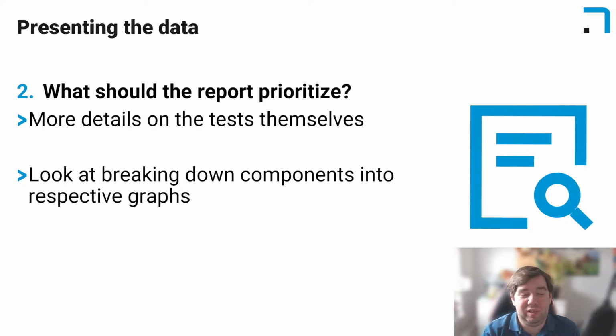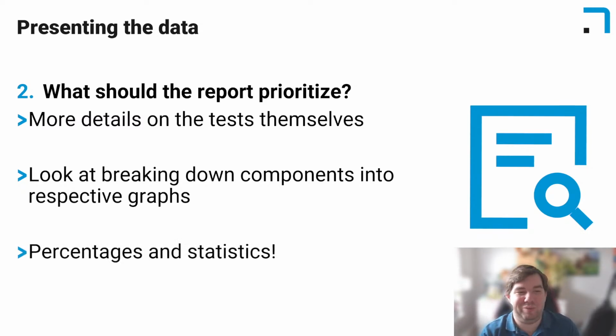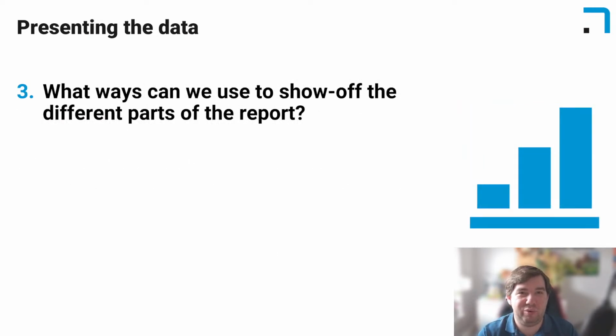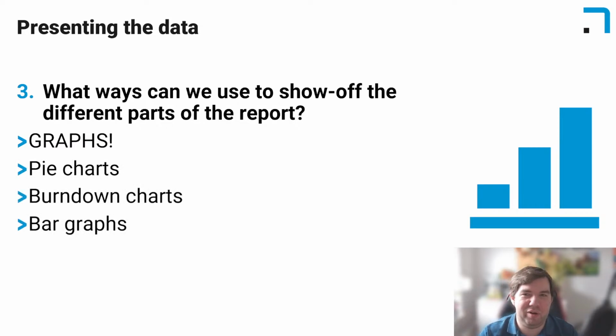And speaking of what your client wants to see, your client probably wants to see a good collection of percentages and statistics. That helps break things down. That means they can get a good understanding of how tests are progressing and how the overall progress is going on development. Then we come to our third question. How can we show off the different parts of our reports? This is a really simple question because it has a great answer. Graphs. We want graphs. We want pie charts. We want burn down charts. We want bar graphs. We want as many visual types of displaying relevant information as possible.